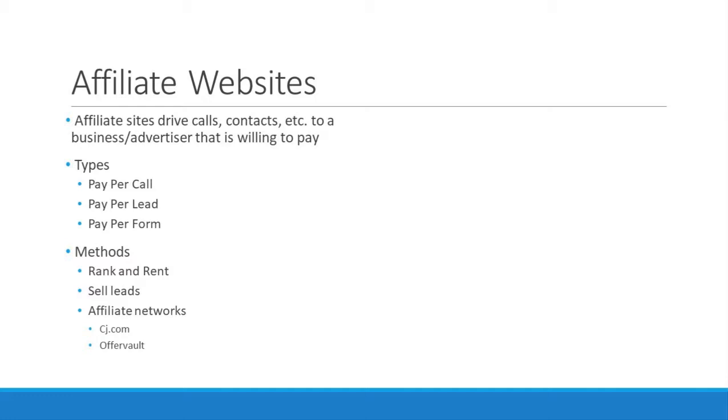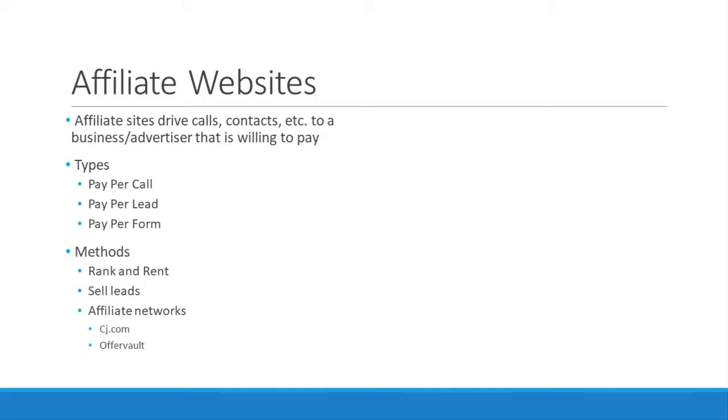Now there's different types. We can choose from pay-per-call, pay-per-lead, pay-per-form, or web form. Sometimes they'll just take calls. Sometimes they'll take all the leads. Sometimes they'll just take forms. It just depends on that affiliate advertiser and a lot of times the relationship you have with them. Because if you're driving a lot of good leads to them, they'll probably take them all.